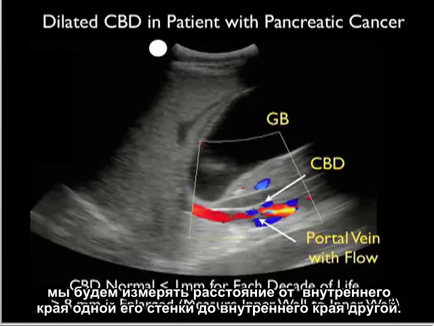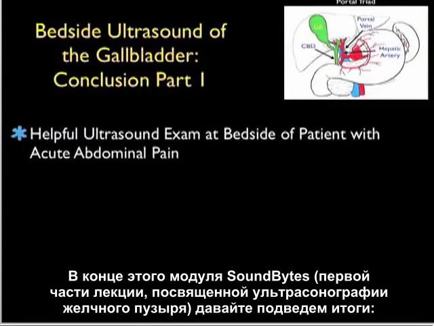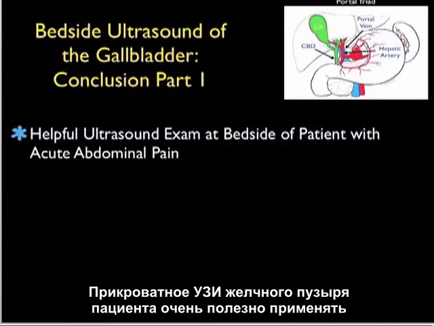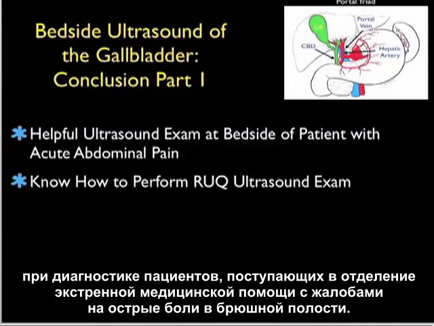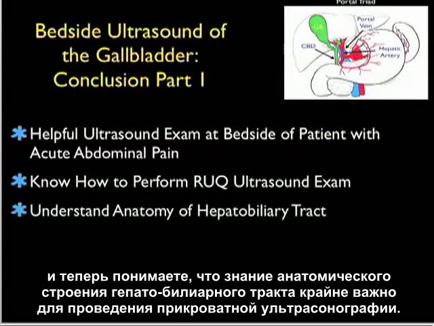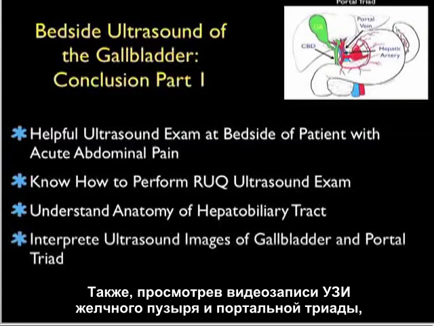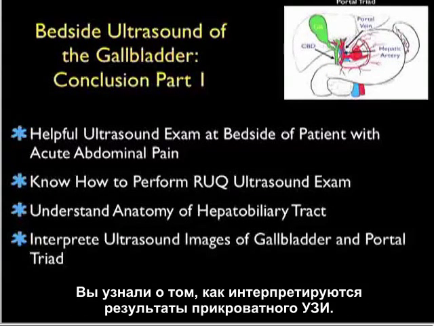My conclusion points for this Soundbites module going over part 1 of gallbladder sonography. Gallbladder ultrasound at the patient's bedside is a very helpful ultrasound exam in evaluating the patient presenting to the emergency department with acute abdominal pain. And hopefully through looking at this module, you know how to perform the right upper quadrant ultrasound examination and understand the anatomy of the hepatobiliary tract essential to bedside sonography. And also, by going through the footage, looking at the ultrasound imaging of the gallbladder and portal triad, you now know how to interpret the ultrasound images that you will obtain at the patient's bedside.